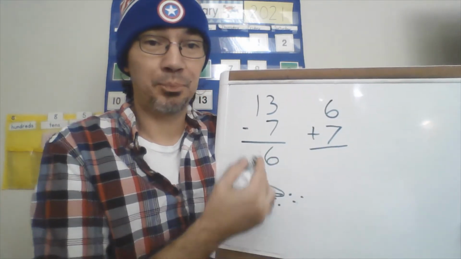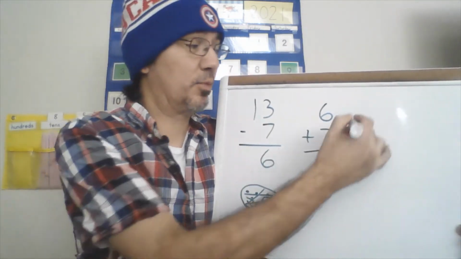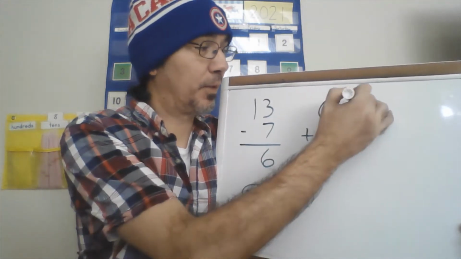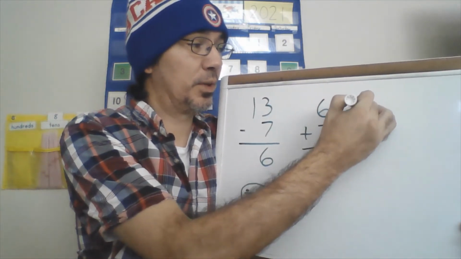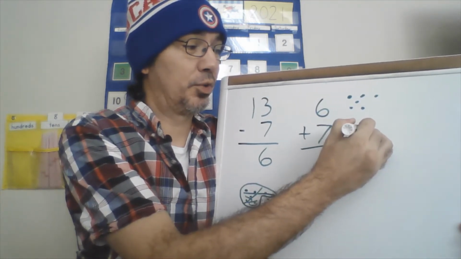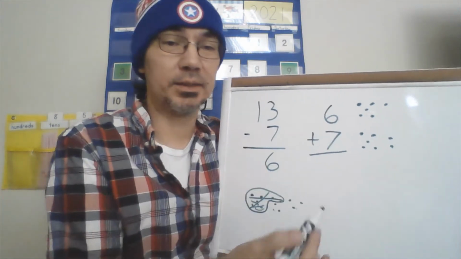So hopefully when I add these up, I get 13. 6 plus 7. All right, we'd use dots here. Should we use dots again? Okay. 1, 2, 3, 4, 5, 6 plus 1, 2, 3, 4, 5, 6, 7. All right, let's add it up.